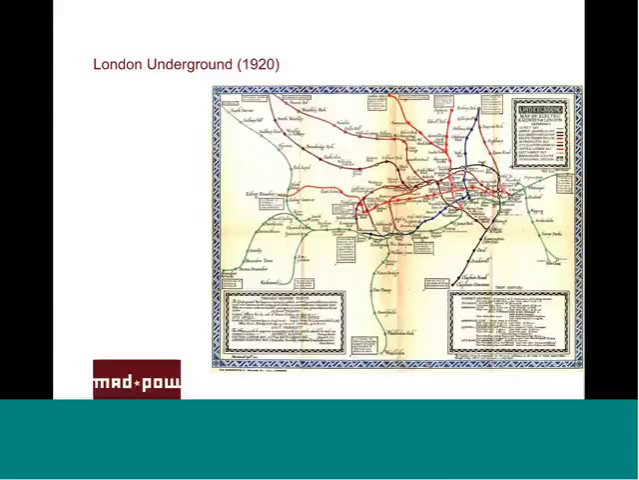So here's the London Underground map from 1920. This is leading up to what Beck did. And it has a number of techniques that we still use today. One is this use of color to separate the lines.